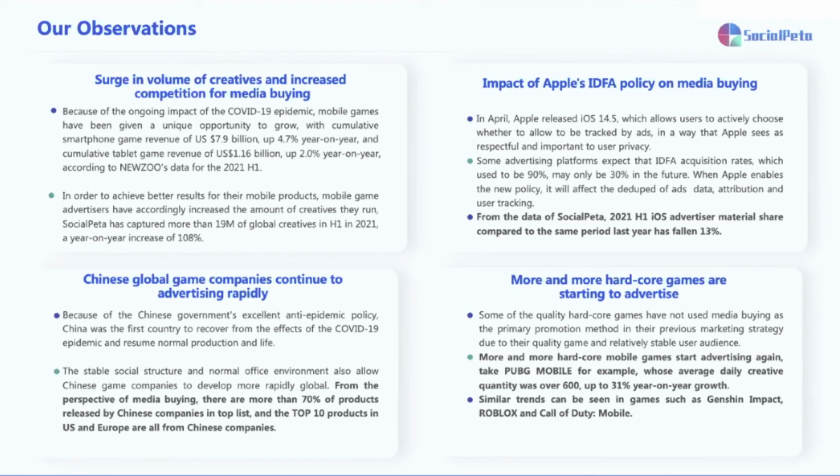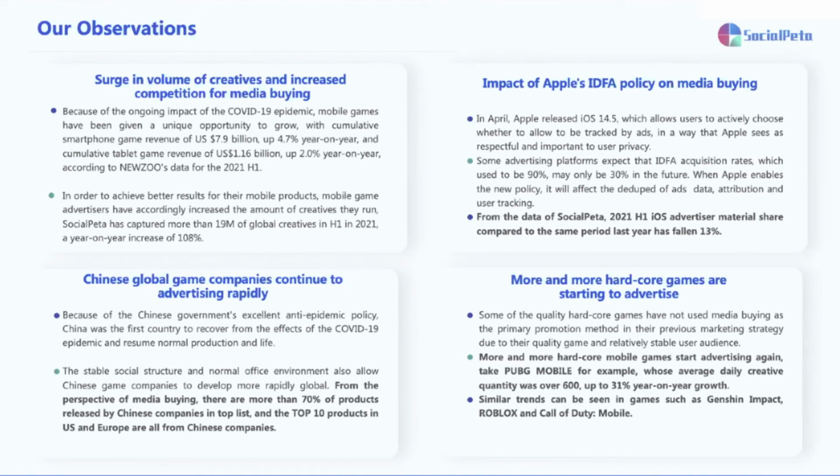The last one is that we found more and more hardcore games, meaning hardcore mobile games, are starting to advertise again. Take PUBG Mobile, for example, whose average daily creative quantity was about 600, increasing 31% compared with last year. Similar trends can be seen in games such as Genshin Impact, Roblox, and Call of Duty Mobile.